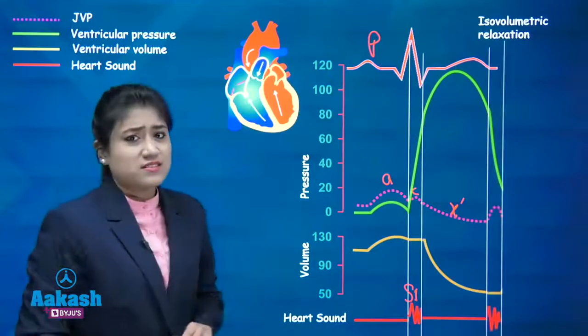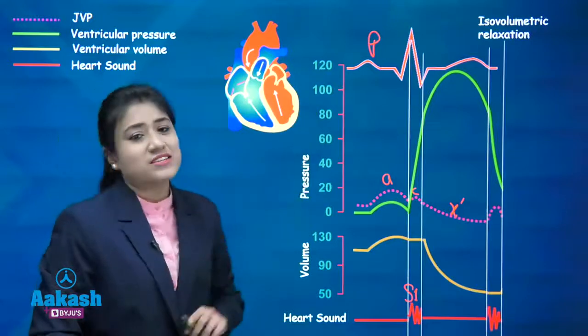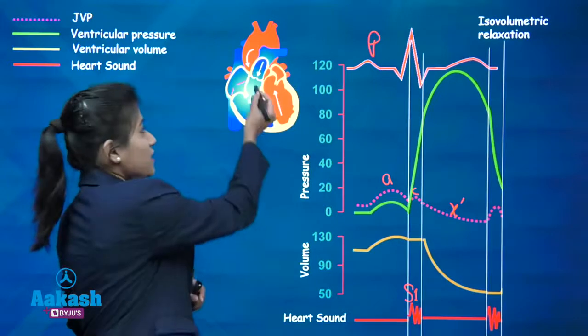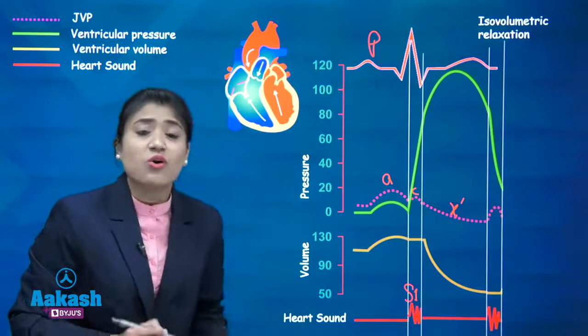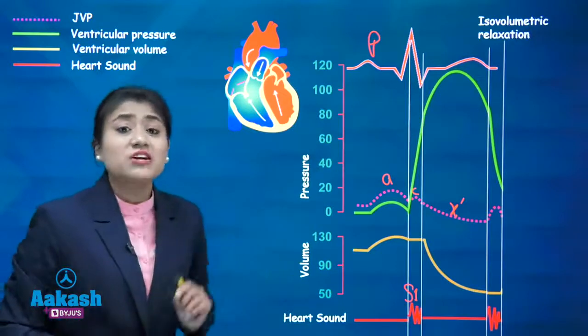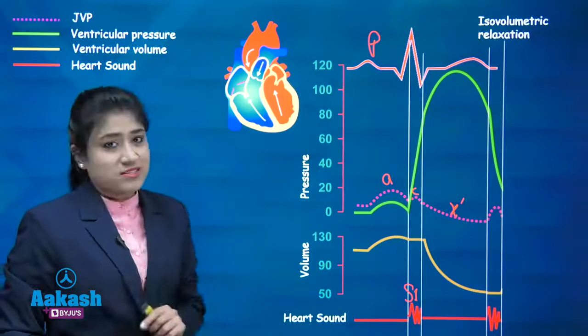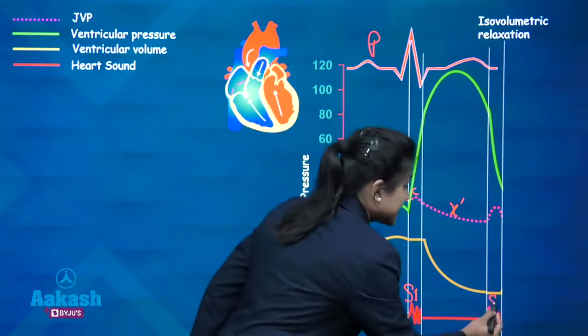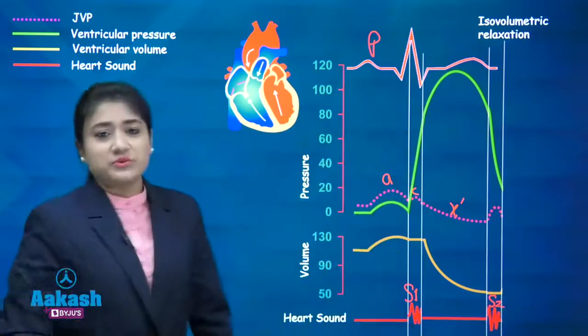What is the next phase? The next phase is your isovolumetric relaxation. Isovolumetric relaxation starts with closure of the semilunar valves. Write it down: isovolumetric relaxation starts with closure of the semilunar valves. And this closure of the semilunar valves produces the second heart sound, the S2 sound.